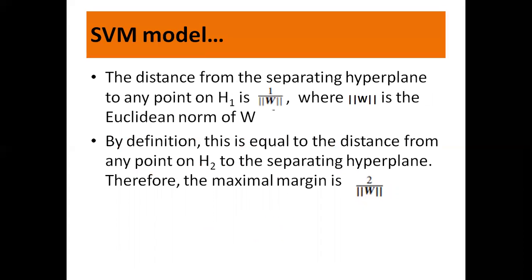Now the distance from the separating hyperplane to any point on h1 is 1 by the Euclidean norm of w, right? By definition, this is equal to the distance from any point on h2 to the separating hyperplane. Therefore, the maximal margin is 2 by the Euclidean norm of w, where w is nothing but the weight. Right?